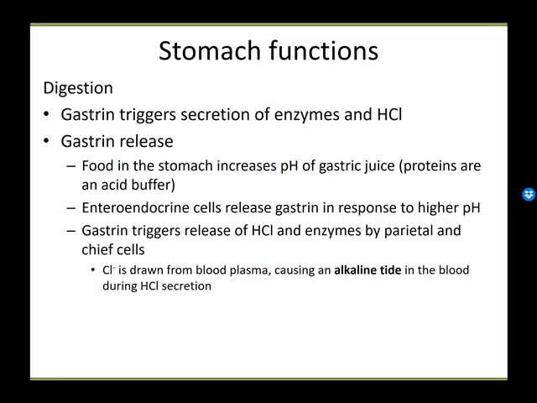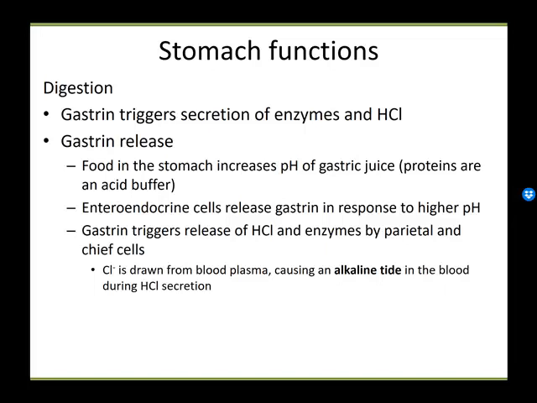So those enteroendocrine cells will detect the higher pH, and they're going to release their gastrin, and the gastrin is going to go trigger the release of hydrochloric acid and digestive enzymes by those parietal cells and chief cells. And you know what's kind of cool? Where do we get the chlorine from? Well, the chlorine, as part of hydrochloric acid, is taken from our blood.